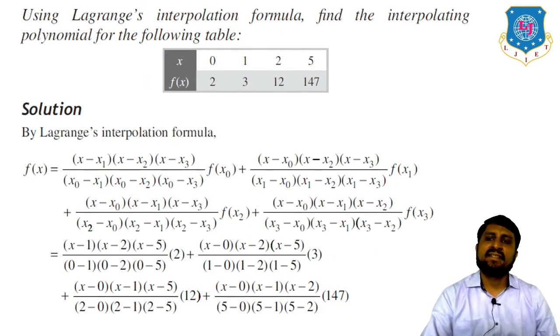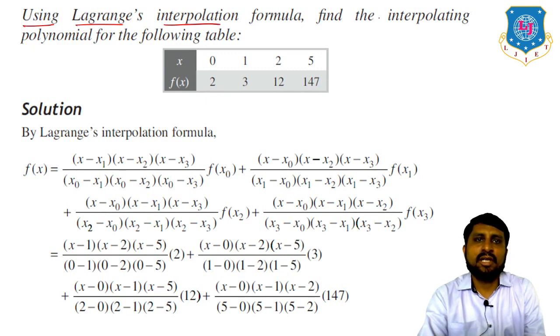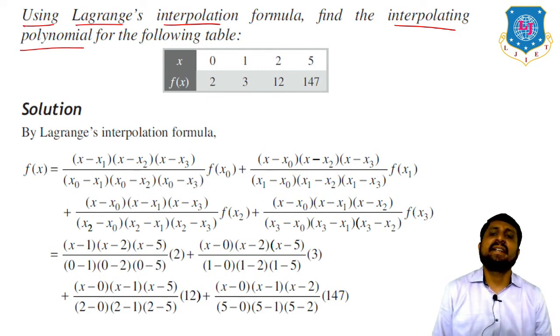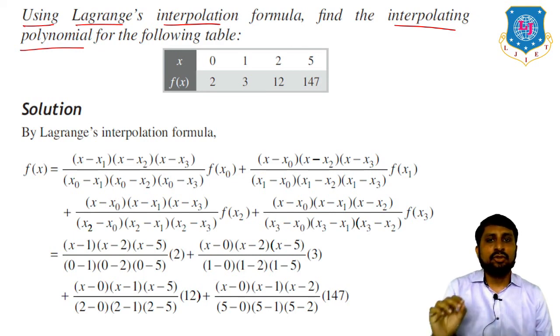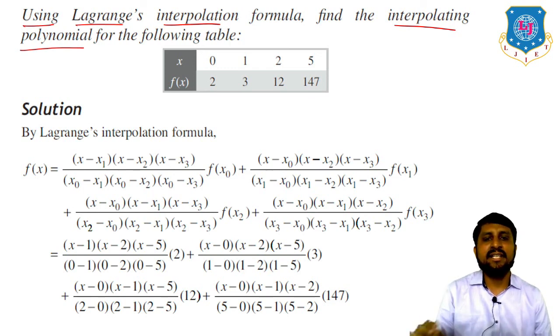So let's take one more example using the Lagrange interpolation formula. Using the Lagrange interpolation formula, find the interpolating polynomial. In this method, there are two examples that ask you to find the interpolating polynomial. When they ask about the interpolating polynomial, in the formula you don't need to put any value instead of x. X stays as it is, and when you calculate all the terms, finally you will get one polynomial, and that is your interpolating polynomial.